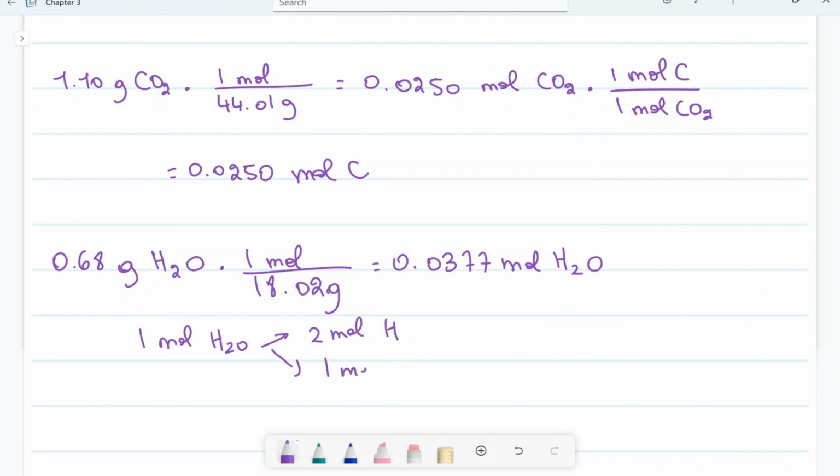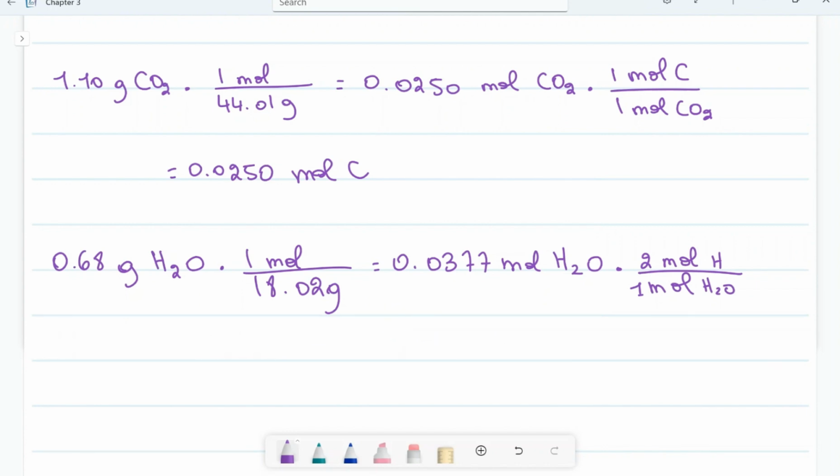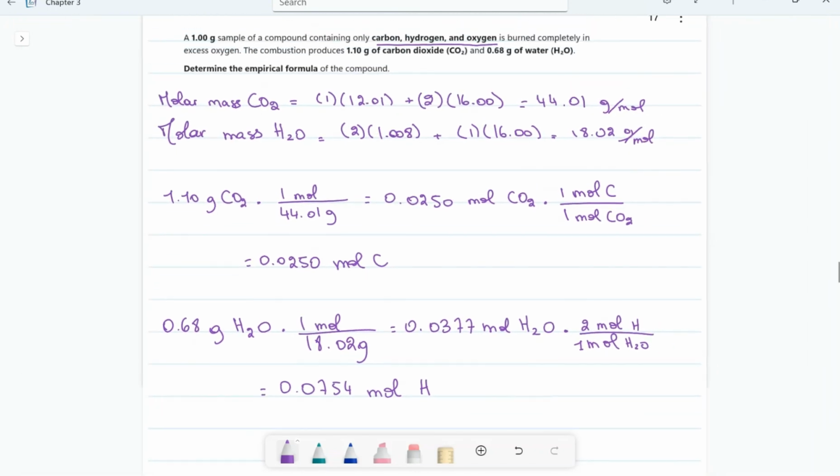Now again, if we have 1 mole of H2O, this means we have 2 moles of hydrogen and 1 mole of oxygen. So, since we have here 0.0377 moles of H2O, we multiply this by 2 because in every mole of H2O we have 2 moles of hydrogen per 1 mole of H2O. So 0.0377, we multiply this by 2. This would give us 0.0754 moles of hydrogen.